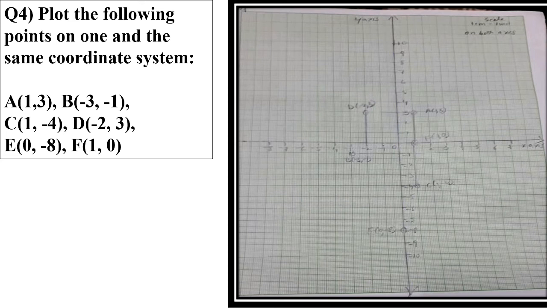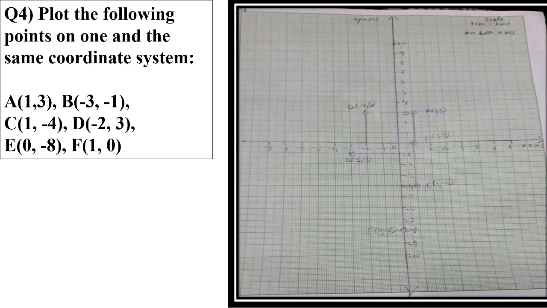Point A is given 1 and 3. So x coordinate is 1, y coordinate is 3. Both are positive numbers. It means they will lie in the first quadrant. So I have made the graph to the right side. You can zoom and check the points.